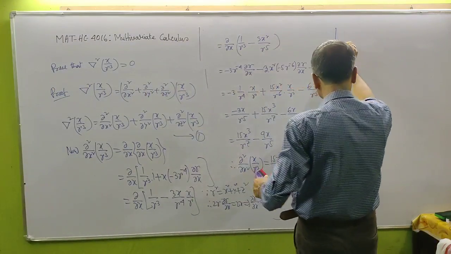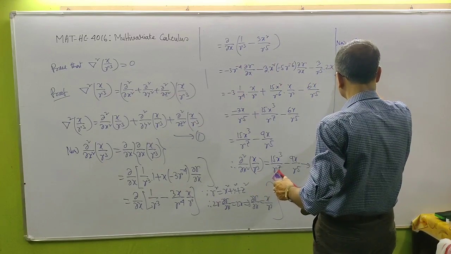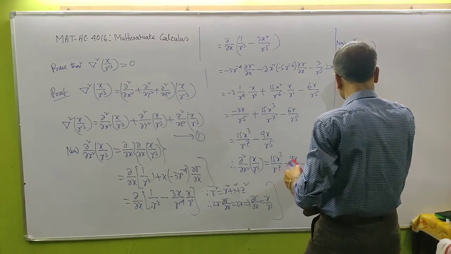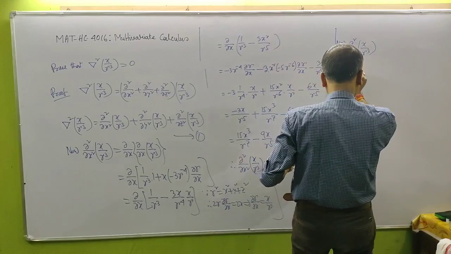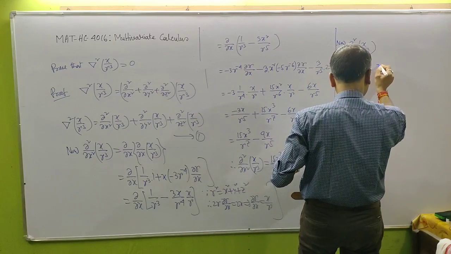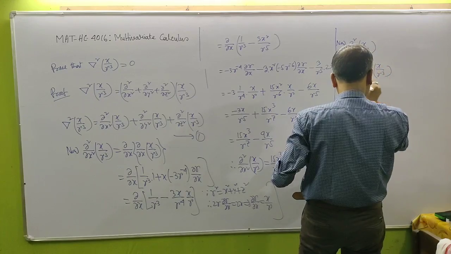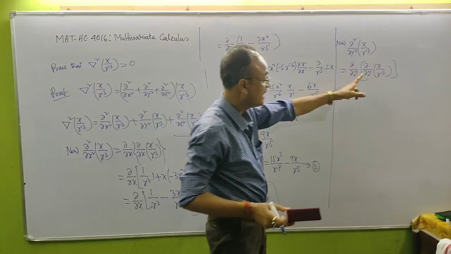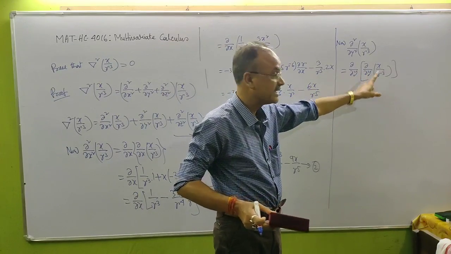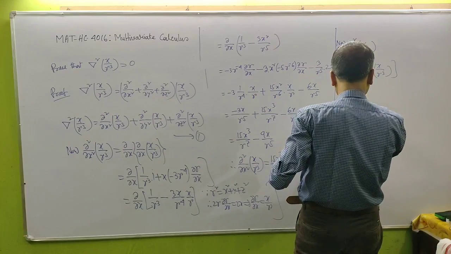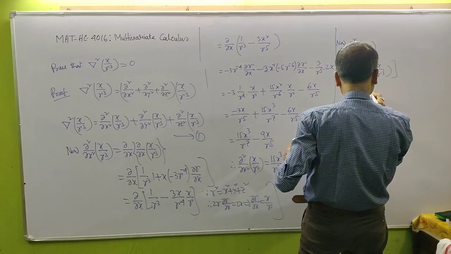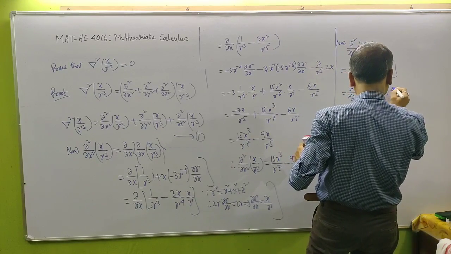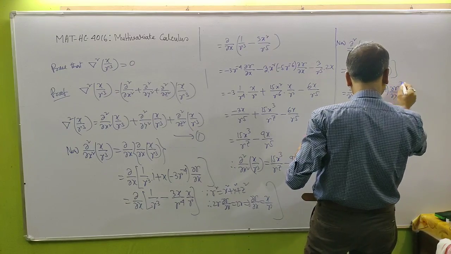Now, del square by del y square of x by r cube, what will be this? This is equal to del by del y of del by del y of x by r cube. You see, you are differentiating partially with respect to y. x is constant here. We get minus 3 r to the power minus 4 del r by del y.